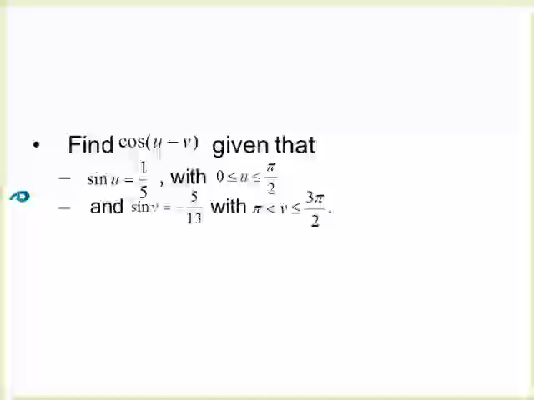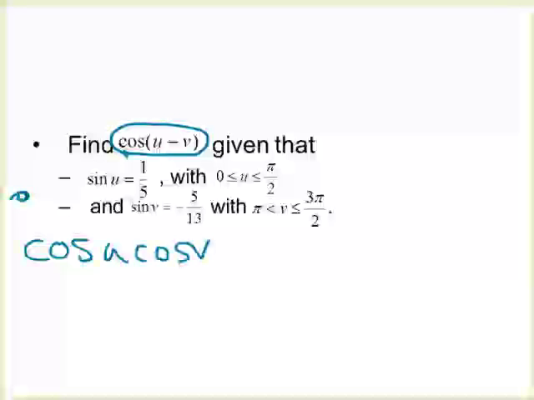What we're going to do in this problem is write out the formula for the thing we're asked to find. We're asked to find cosine of u minus v. So we look up that formula, and it says cosine u, cosine v, plus sine u, sine v.